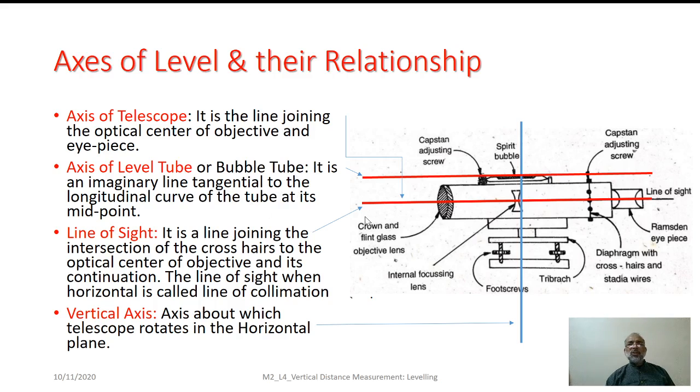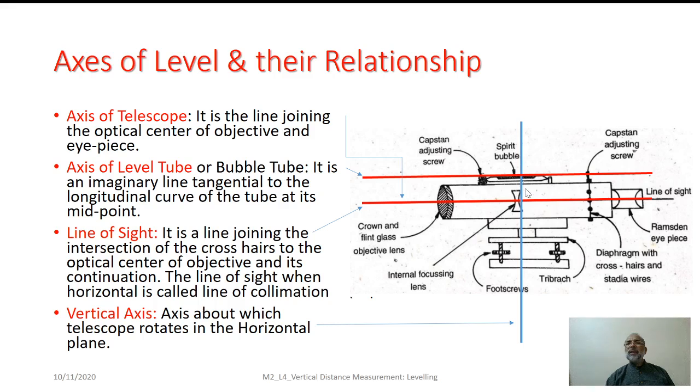A line which is joining the intersection of the crosshairs of the diaphragm and the optical center of the objective, and its continuation, is called the line of sight. Practically, the line of sight and axis of telescope are overlapping each other. They are parallel to the axis of the bubble tube. As well, they are perpendicular to the vertical axis of the equipment.